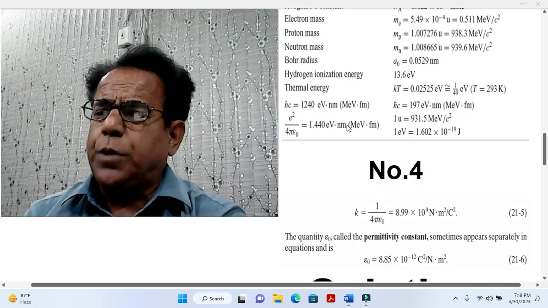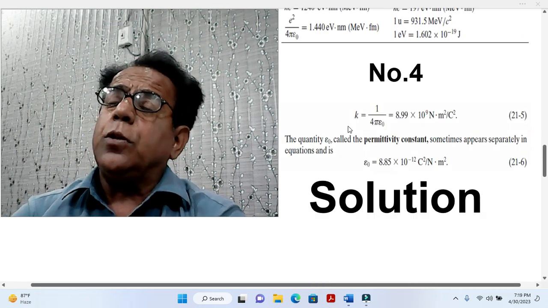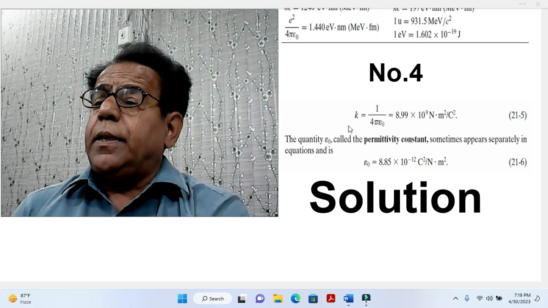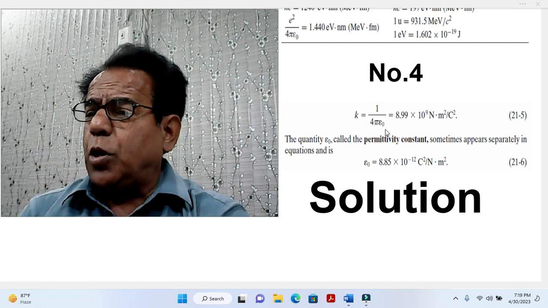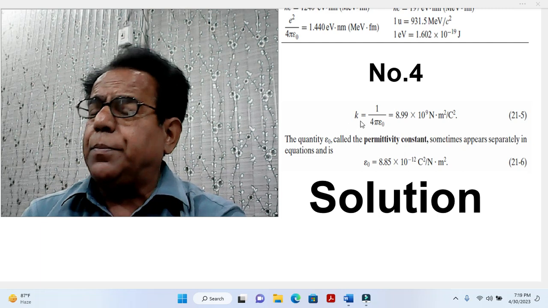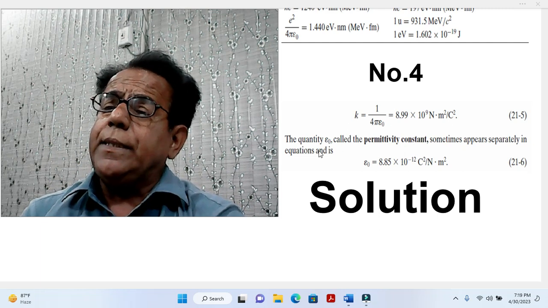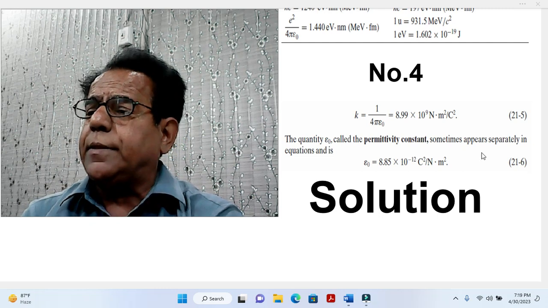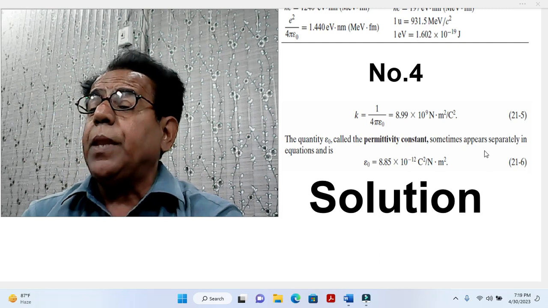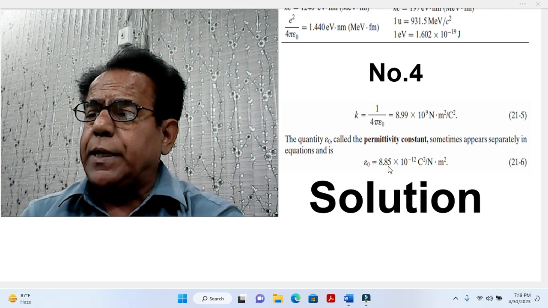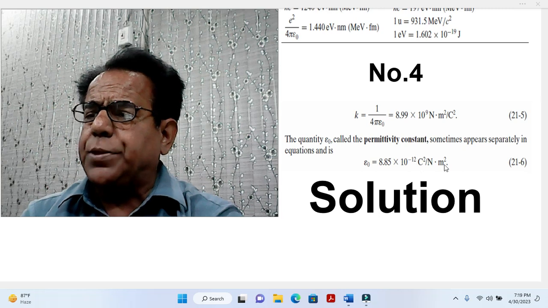Okay, tool number 4. According to tool number 4, the combined value of 1 over 4 pi epsilon naught is given, which is 8.99 into 10 to power 9 Newton meter square per coulomb square, and this whole expression is denoted by small k. In this expression the quantity epsilon naught, called the permittivity constant, sometimes appears separately in equations, and epsilon naught is equal to 8.85 into 10 to power minus 12 coulomb square per Newton meter square.